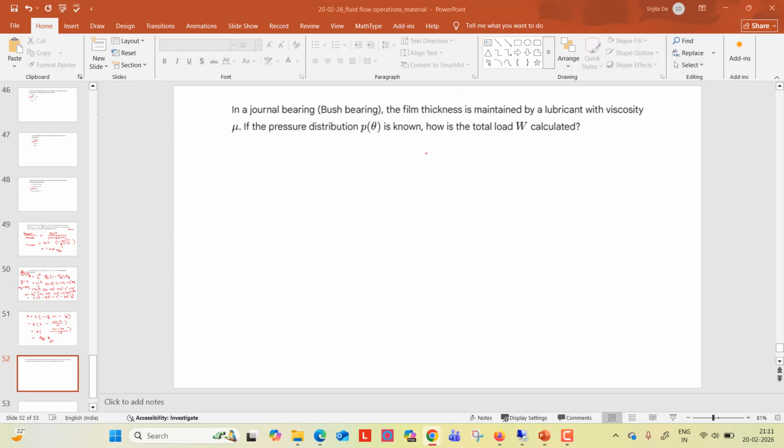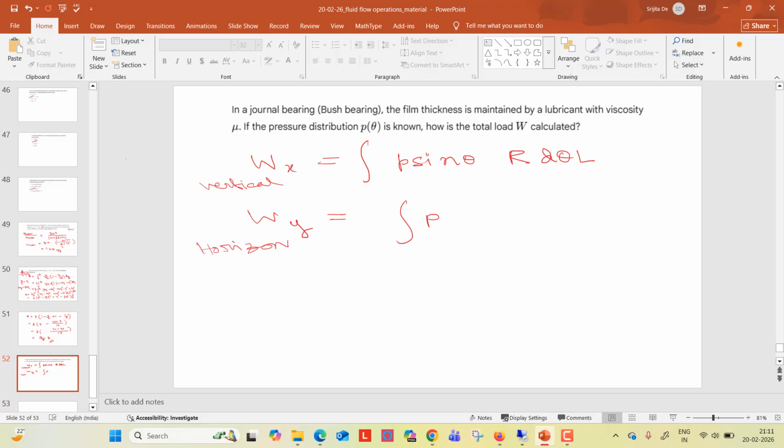The component Wx will be the integration of P sine theta r d theta L, where r d theta L is the area, and Wy will be the integration of P cos theta r d theta L. The total W will be the square root of the sum of Wx square and Wy square. So this is the answer. Okay.